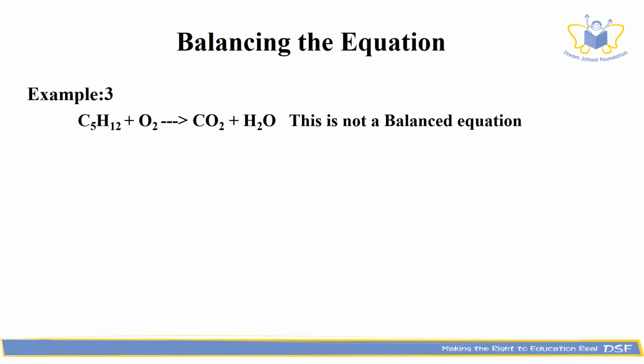The third example is C5H12 plus O2 gives carbon dioxide plus water. This is not a balanced equation. The elements here are carbon, hydrogen, and oxygen. There are 5 carbons on the left but only one on the right. And on each side, the carbon is in a single chemical species.